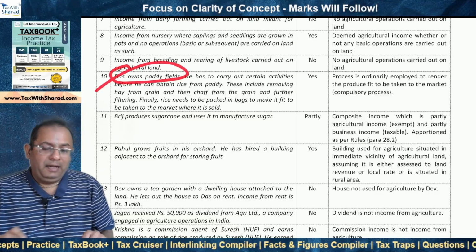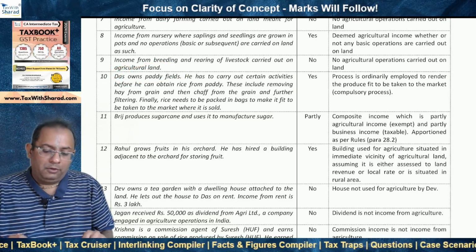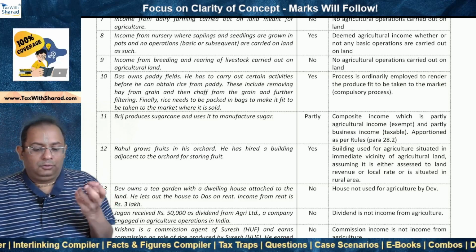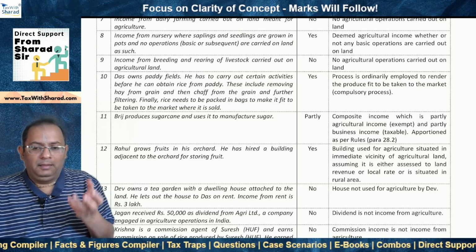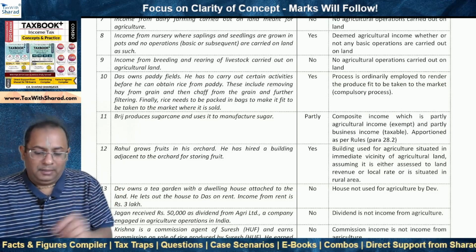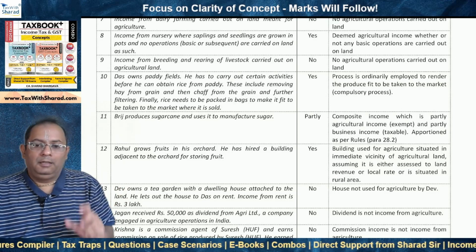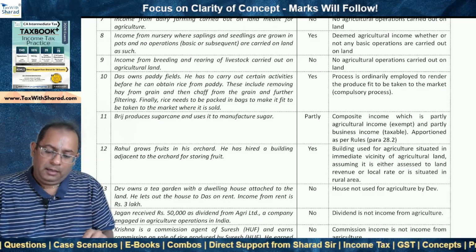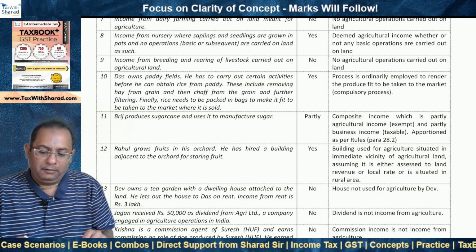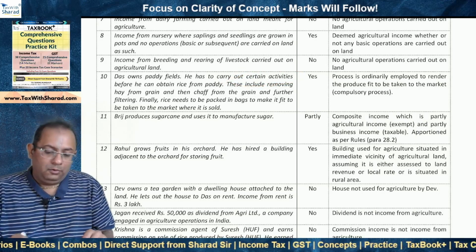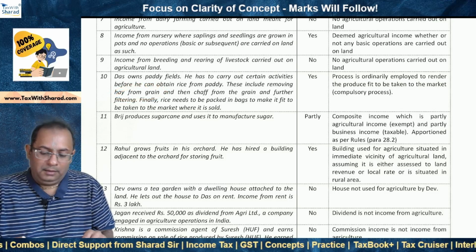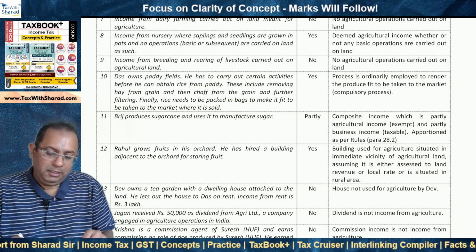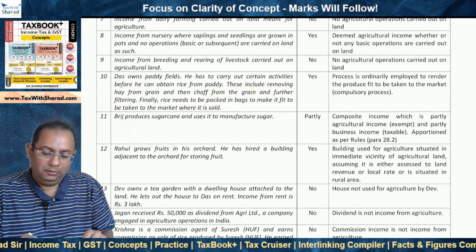Now, Das owns paddy fields, and he wants to obtain rice from the paddy because paddy usually doesn't have a ready market. So Das needs to obtain rice from paddy and then he will go to the market and sell rice. For that, he needs to perform certain minimum compulsory processes or operations. He needs to carry out certain activities before he can obtain rice from paddy, and these include removing hay from the grain and then chaff from the grain, and further filtering also needs to be done. Finally, rice needs to be packed in bags to make it fit to be taken to the market.